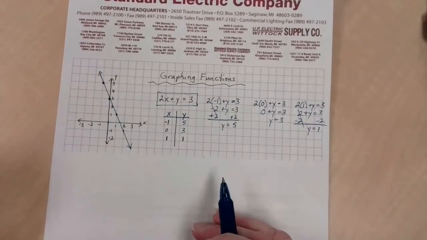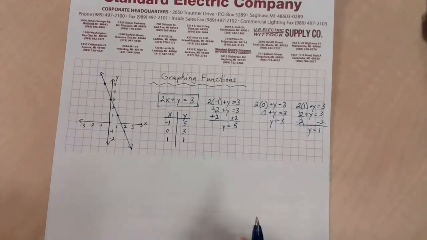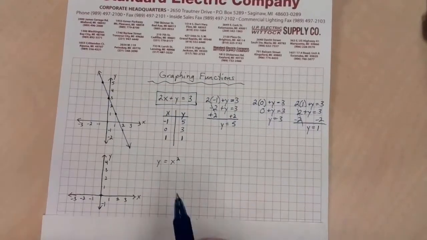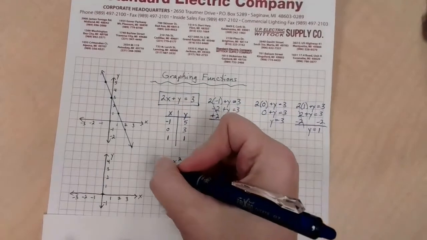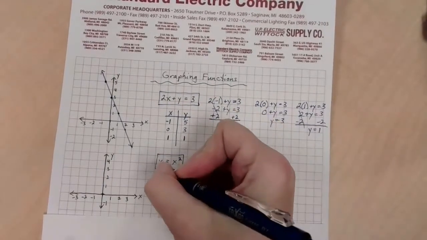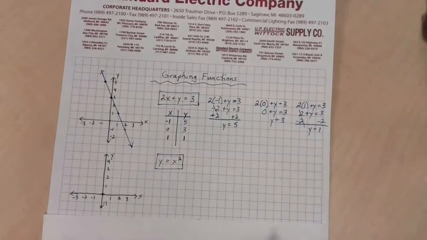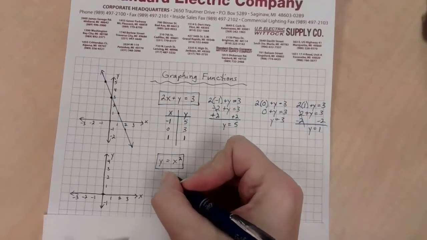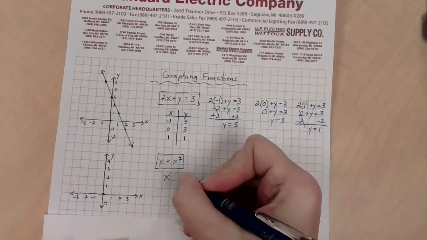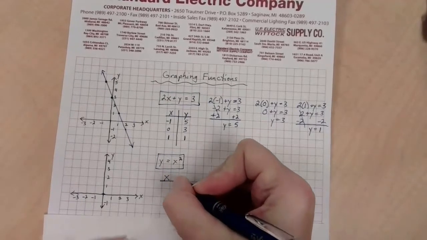So let's change up some forms and see what different functions might look like. The next one up here I have is y equals x squared. So what's that one going to look like? The last one didn't have an x squared. Again, I'd like to have some x and y values, so I'm going to pick a couple things here and there. X and y values.